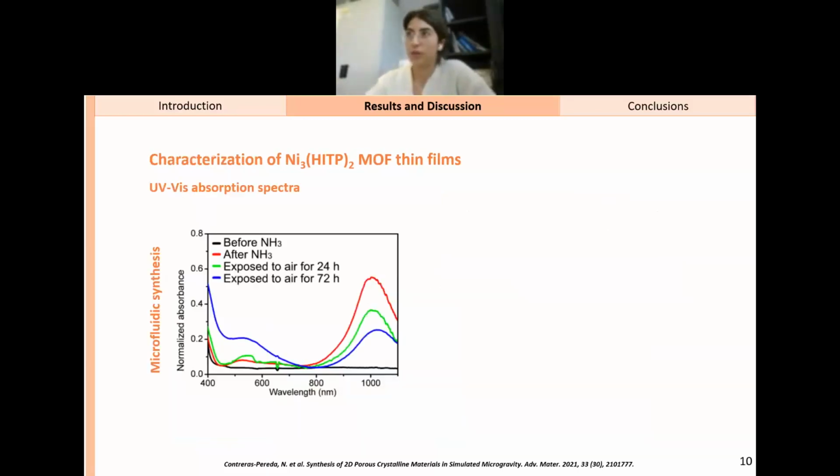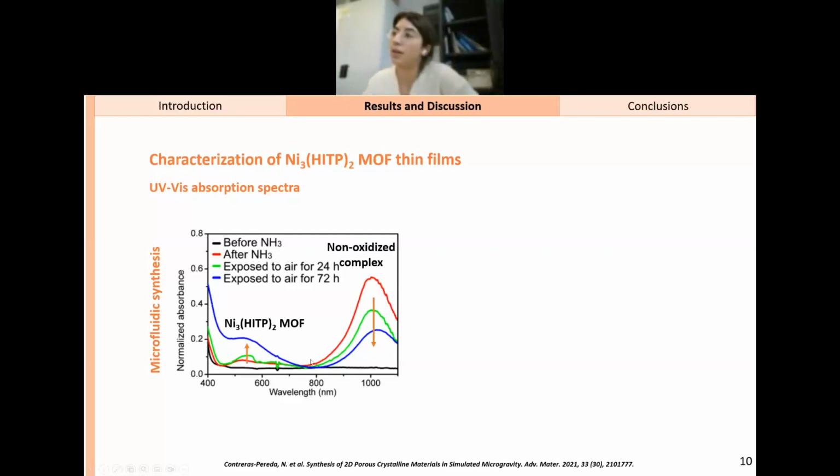However, if you compare these two synthetic approaches through UV-Vis spectroscopy, you can see the difference. When you perform this reaction in the microfluidic synthesis inside the device, with these controlled conditions, you observe a characteristic band at 1000 after the ammonia atmosphere. That corresponds to the non-oxidized complex, this intermediate, let's say.